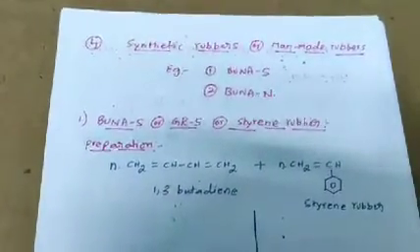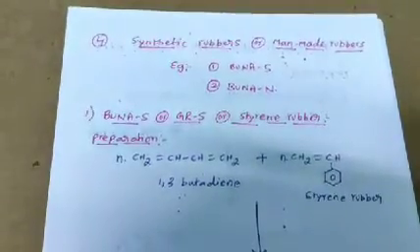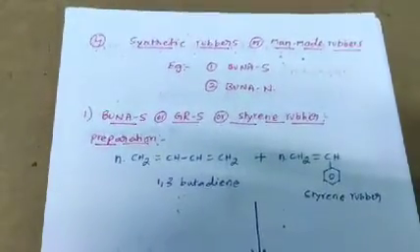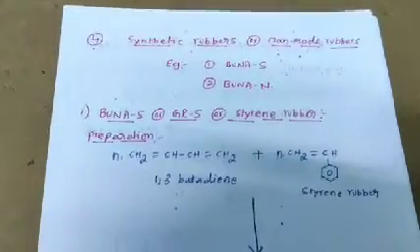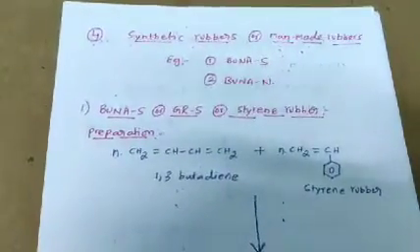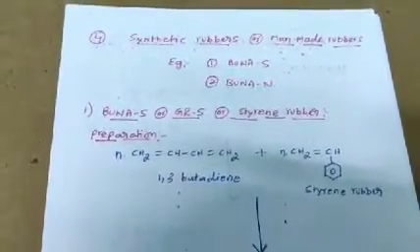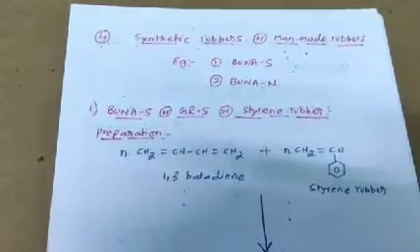Next, another most important named reactions are synthetic rubbers. Synthetic rubbers means man-made rubbers. The best examples for synthetic rubbers are one is Buna-S, another one is Buna-N. Buna-S rubber is used in manufacturing of tires, tubes, etc.